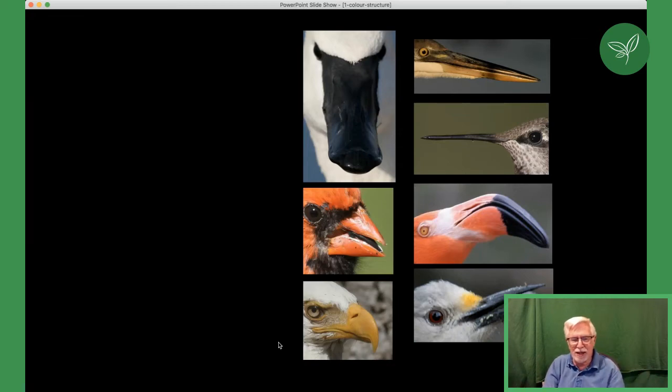The woodpecker's beak is designed for pecking. Now, it has a further design in its skull that allows it to do that constantly. If a swan or a heron were to try and peck like a woodpecker, it probably wouldn't do it very long because it would be in pain.